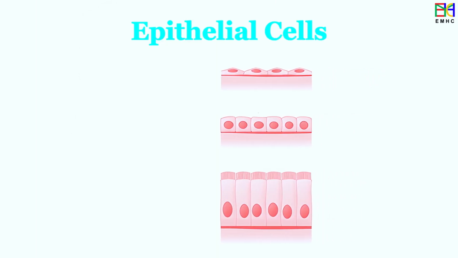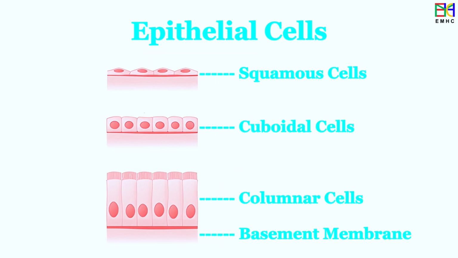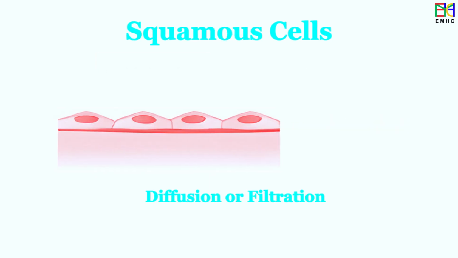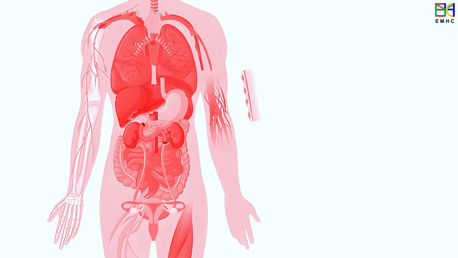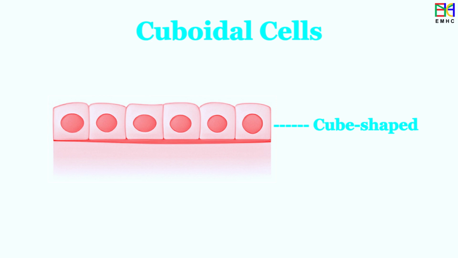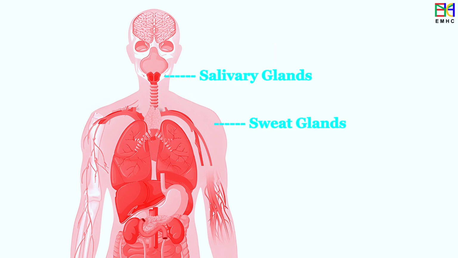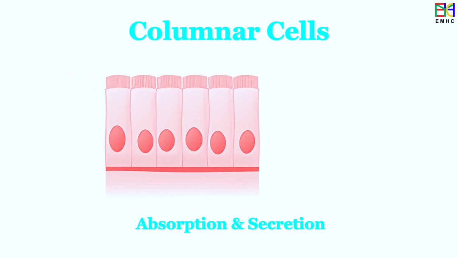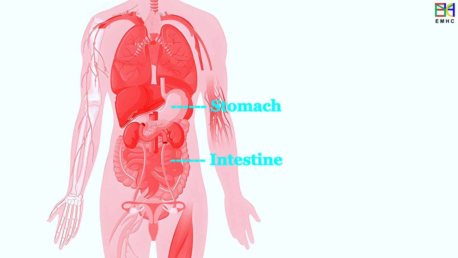Epithelial tissues are primarily composed of three basic cell types based on their shape: squamous, columnar, and cuboidal. Squamous cells are flat and thin, and are typically found in areas involving diffusion or filtration, such as the air sacs of the lungs and the lining of blood vessels. Cuboidal cells are cube-shaped, and are typically found in glands and ducts such as sweat glands and salivary glands. Columnar cells are taller than they are wide, and are typically found in areas involving absorption and secretion, such as the lining of the stomach and intestines.